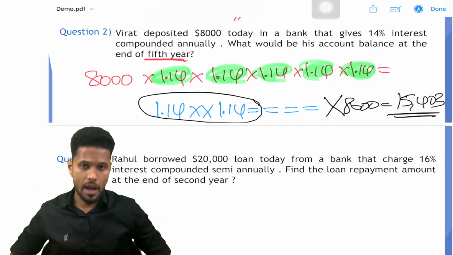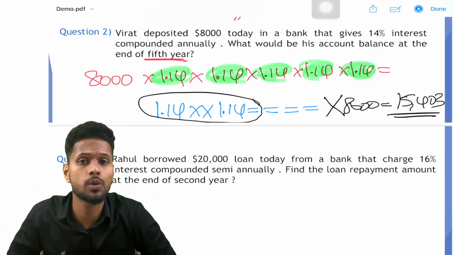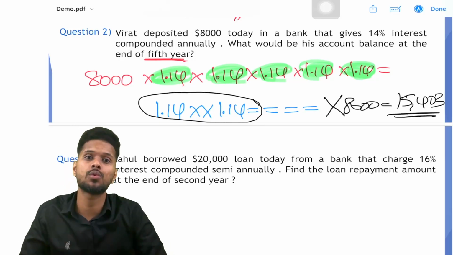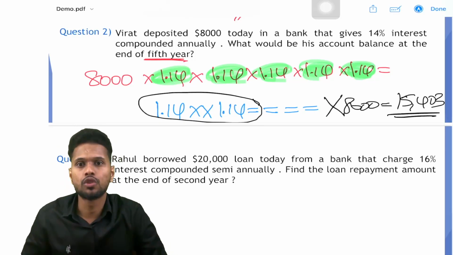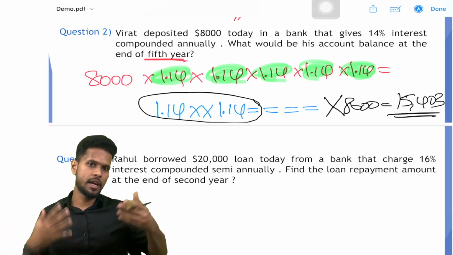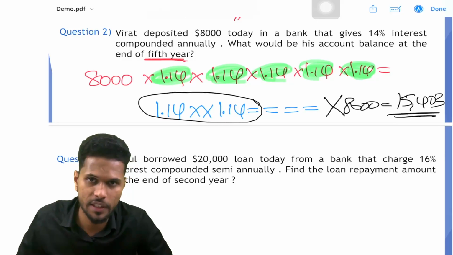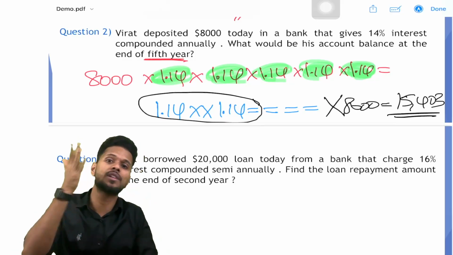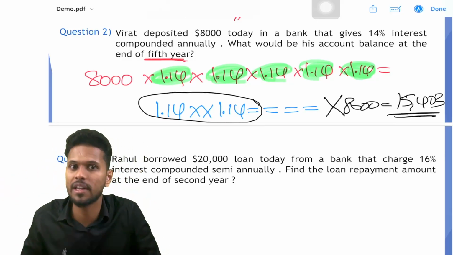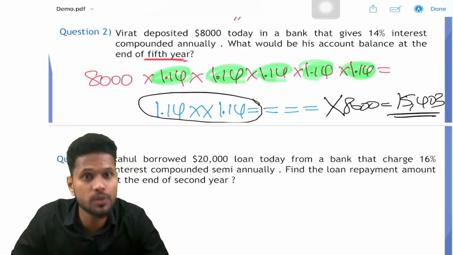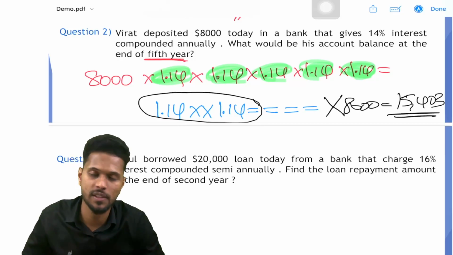So my dear friends, Virat deposited $8,000 today. At the end of the 5th year, the account balance is 15,403. So how much is the interest he received? The final amount is 15,000 something, and the amount deposited is 8,000. If you subtract the amount deposited, 8,000, from the final amount, you will get the interest. So 15,000 something minus 8,000 gives you 7,000 something. 7,400 something is the interest.